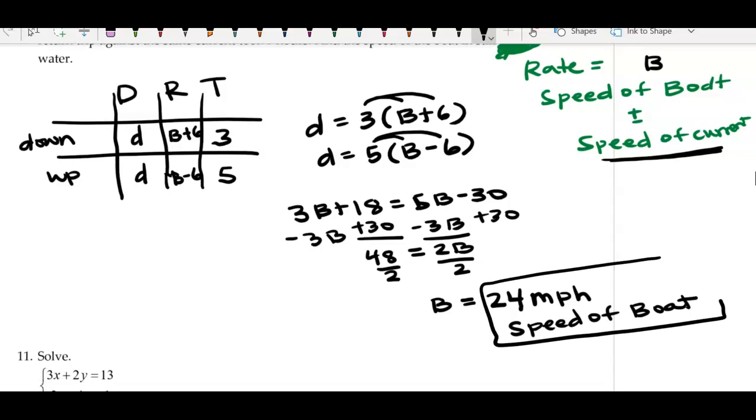That's all it's asking us to do, just find the speed of the boat. Okay, so if they give you the current like this, then make sure you remember to put that in as part of the rate.